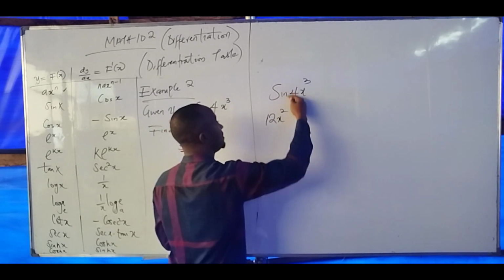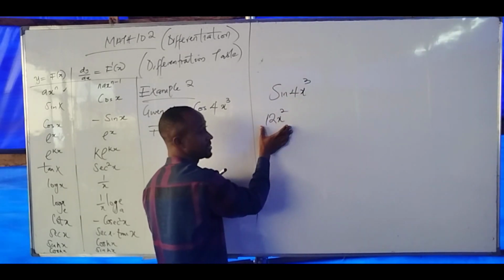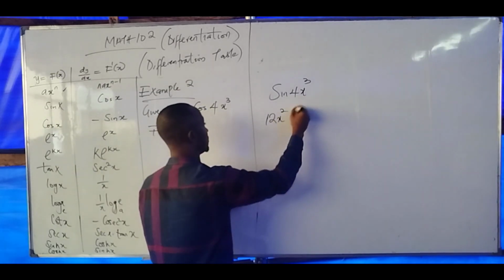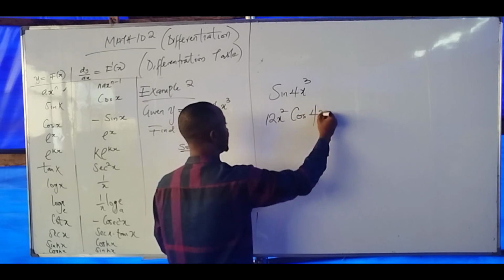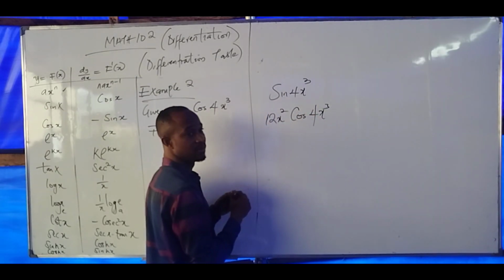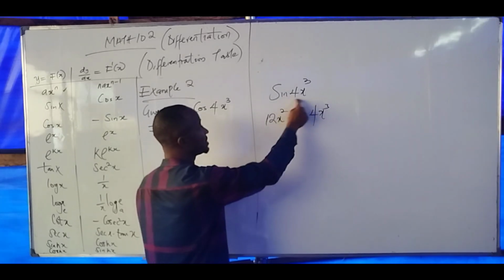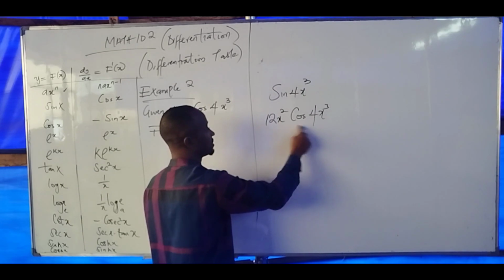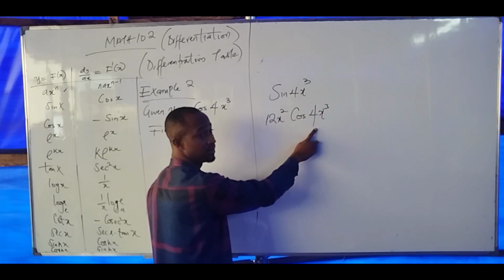So if I'm to differentiate this, we have this, right? What is the derivative of sine? Cos. I will repeat the same 4x cubed. Differentiate 4x cubed, we have 12x squared. Then differentiate sine, that will give us cos 4x cubed. Is it clear?